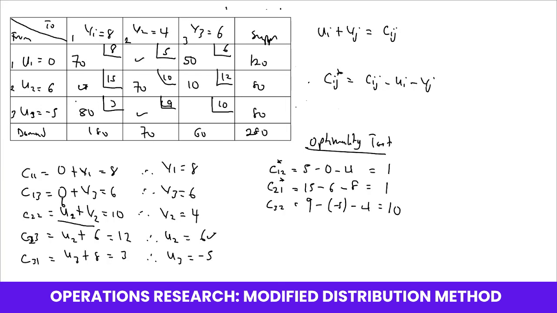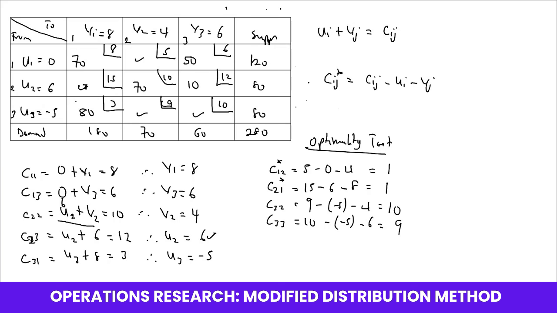Alright, so our next unallocated cell is here, C33. Our Cij value there is 10 minus the U value -5 minus the V value, that's 6. So 10 plus 5 minus 6 is 9.